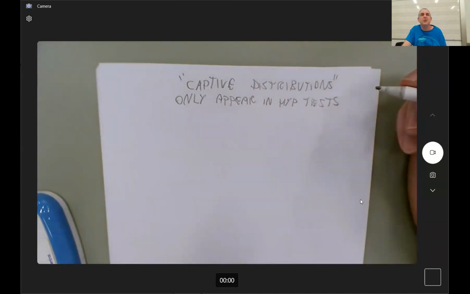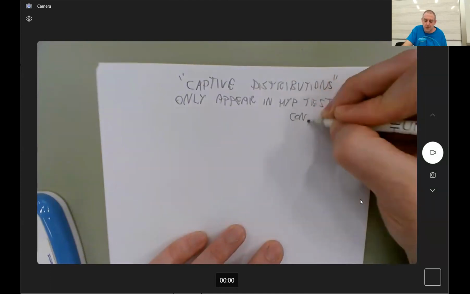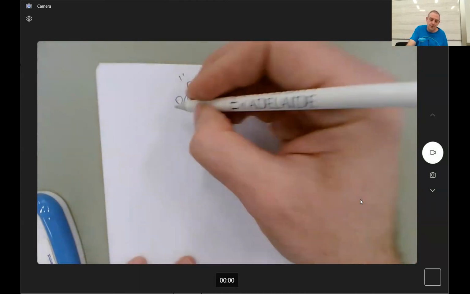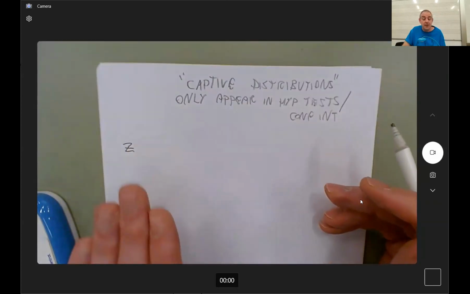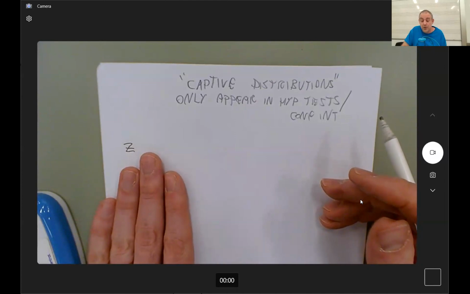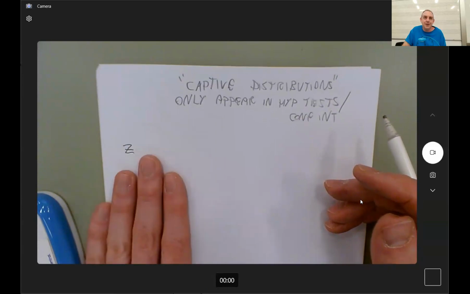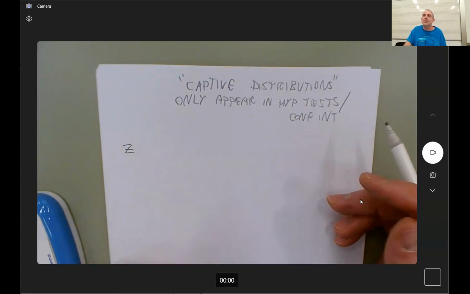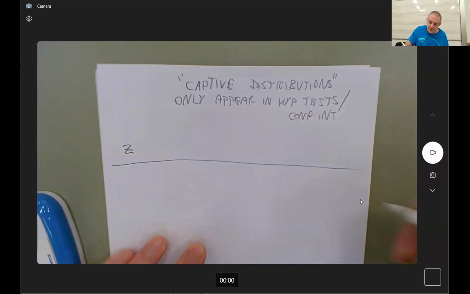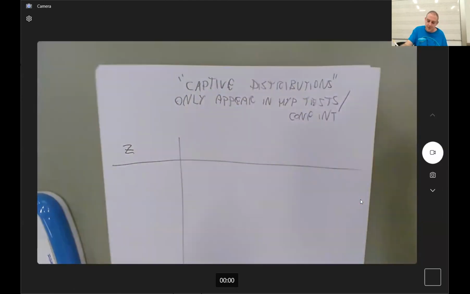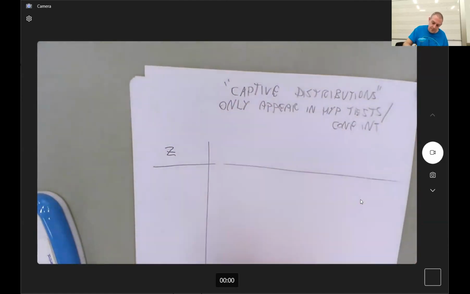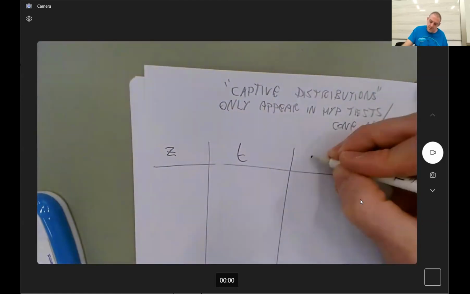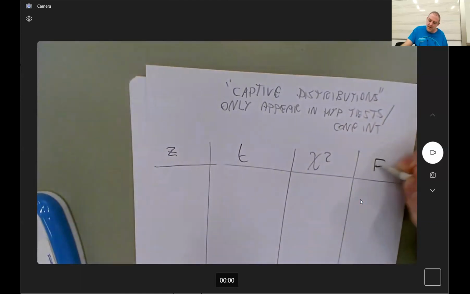Hypothesis tests and confidence intervals. Okay, so there's Z, which we've seen already. It enjoys the wonderful property of being both a wild distribution and a captive distribution, like a pigeon. We've already seen Z. There is T, there is chi-squared, and there is F.